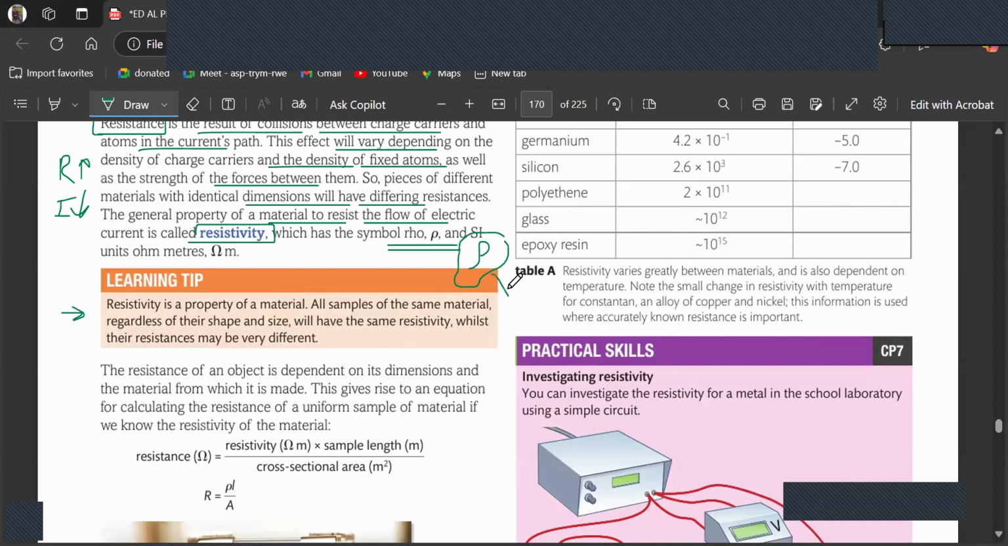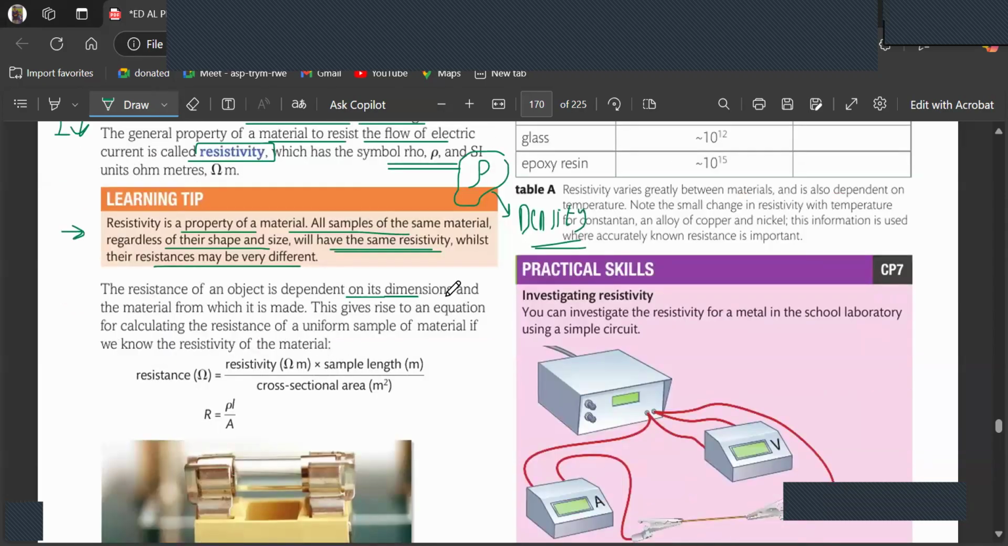Rho is also used for density, remember? Yes, it is also used for resistivity. So resistivity is a property of a material and all samples of the same material, regardless of their shape and size, will have the same resistivity, whilst their resistances may be very different. The resistance of an object is dependent on its dimensions and the material from which it is made as well. This gives rise to an equation for calculating resistance.